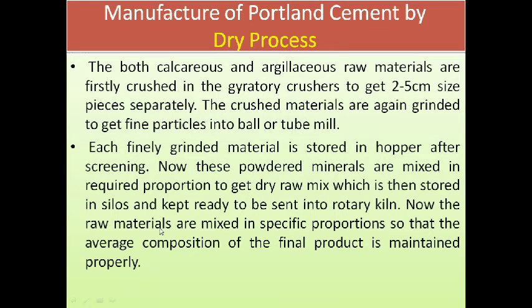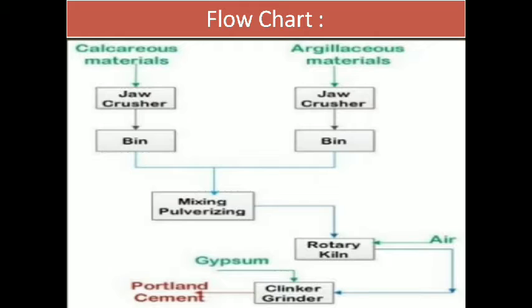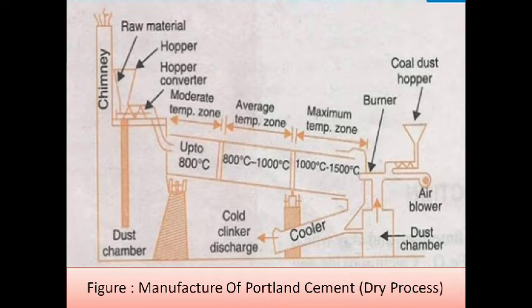Now the raw materials are mixed in specific proportions so that the average composition of the final product is maintained properly. So here the average composition of the mixture is written, and it is sent to the clinker grinder, which gives the formation of Portland cement.